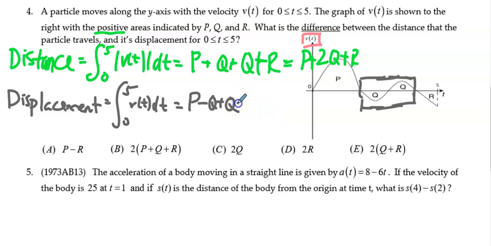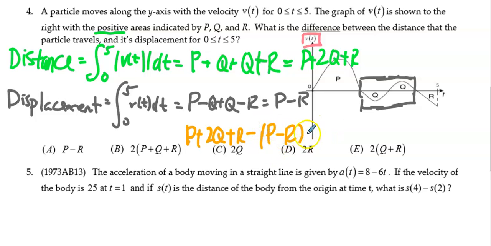And then we're going to go ahead and subtract r. Subtract r. So then our displacement is going to be p minus r. And so our final answer is going to be what you see here. What's the difference between the distance? So it's going to be p plus 2q plus r minus, be careful with our parentheses, minus p minus r.